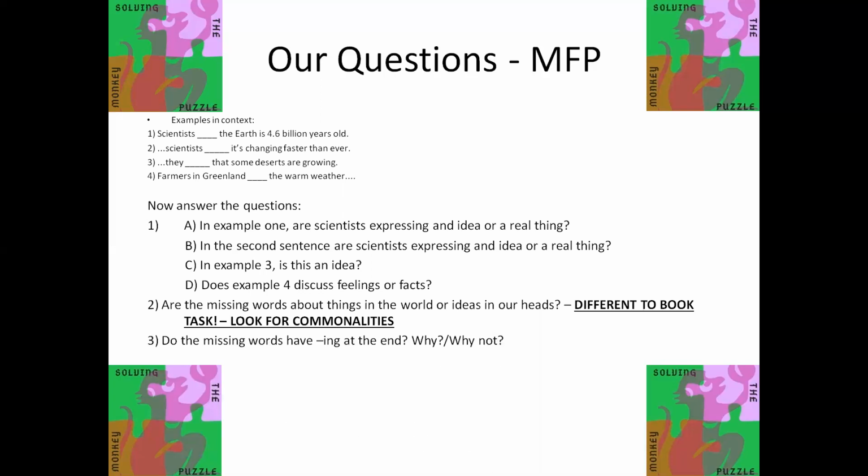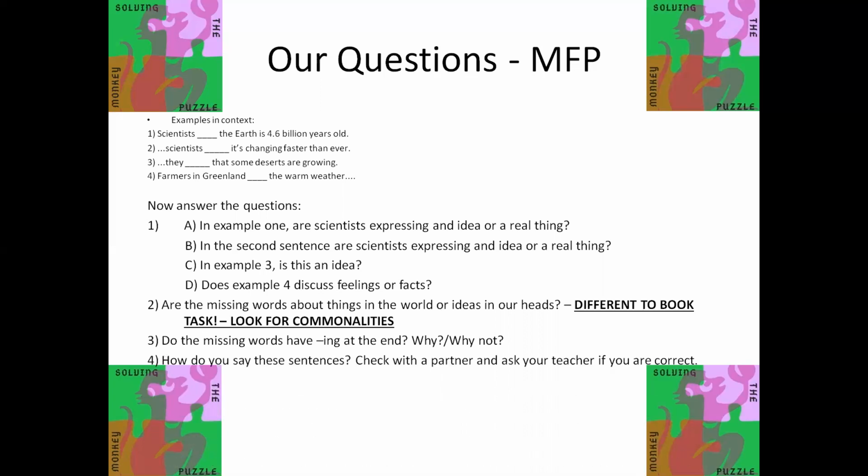Then we have 3, and 3 focuses on the form aspect. Do the missing words have ing at the end? And then it could be why or why not. And hopefully they can connect their answer for why or why not to what's come before. It's all talking about things that happen inside our heads.